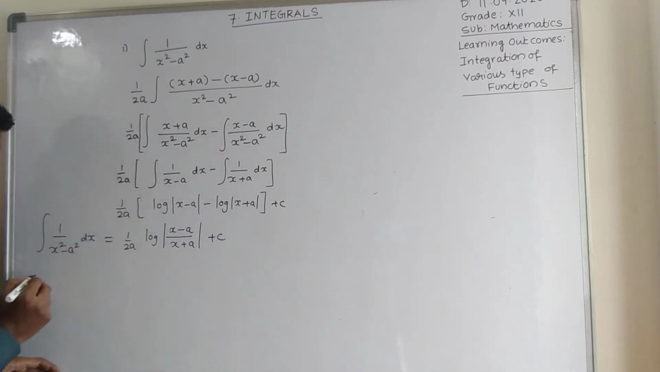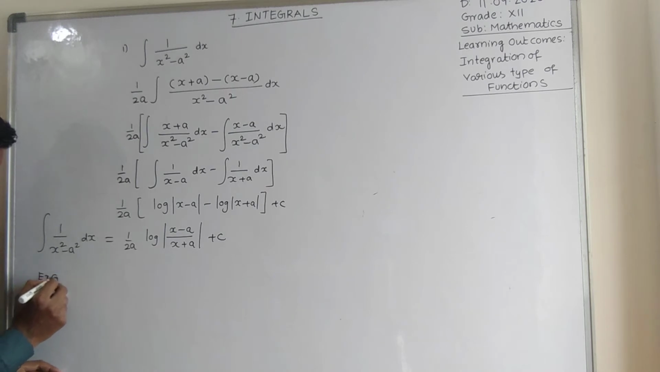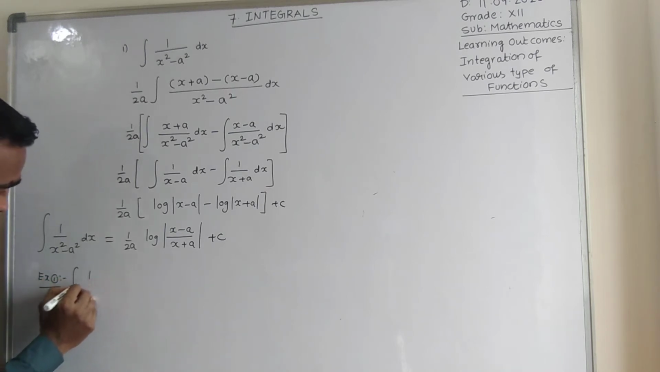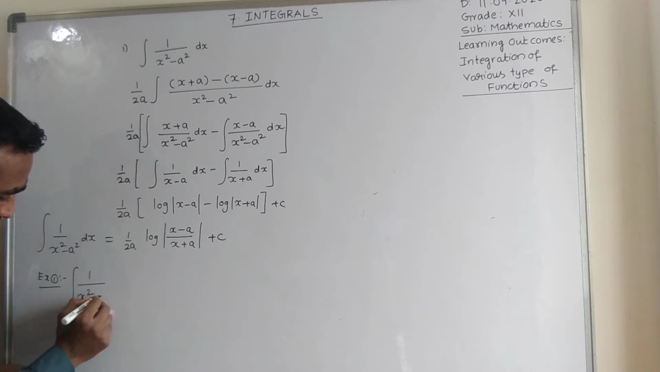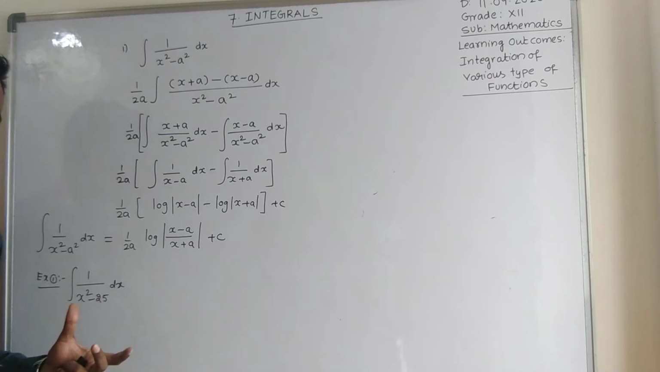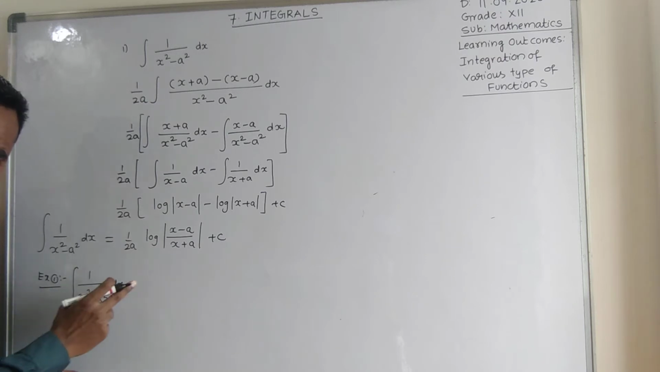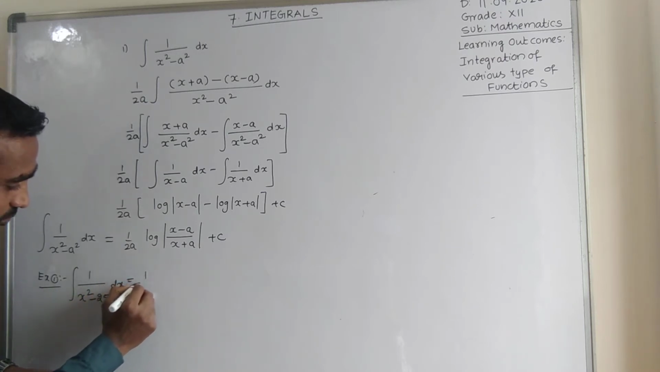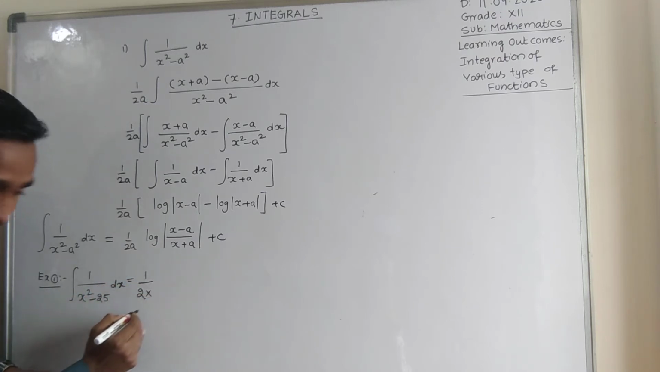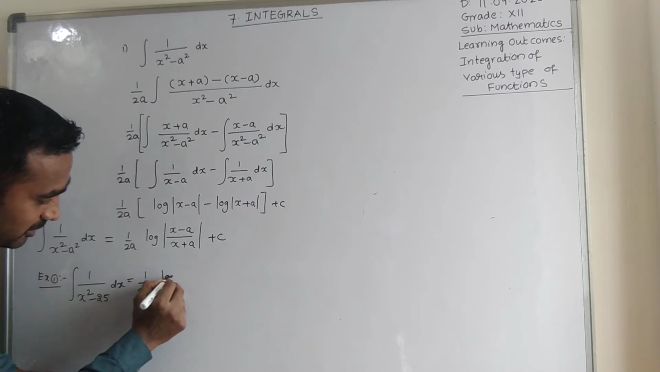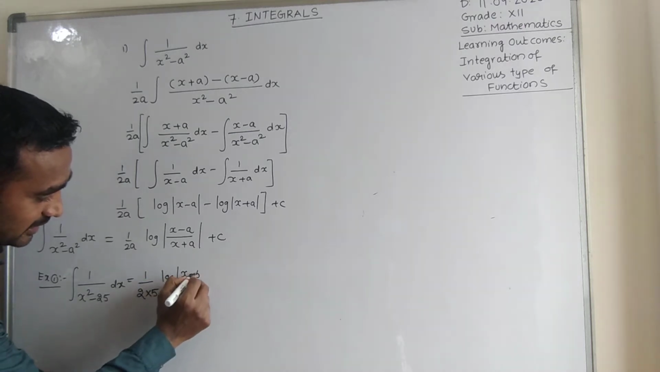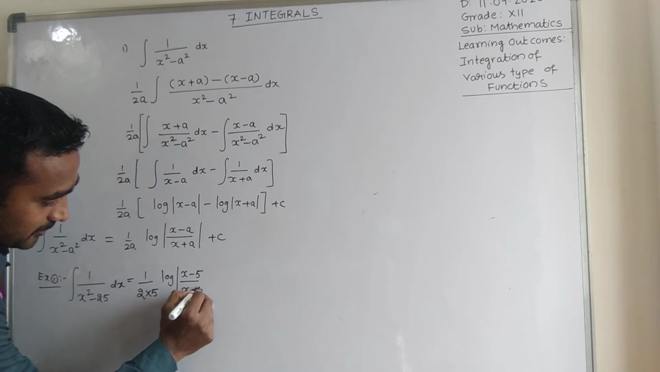For example, students, example 1, how to use this integration. For example, integral of 1 by x square minus 25 into dx. Integration of 1 upon x square minus 25, just compare it: what is a here? A square is 25, hence a is 5. So it is equal to 1 by 2 into a, what is the a value? 5, and logarithm of x minus 5 by x plus 5 plus c.